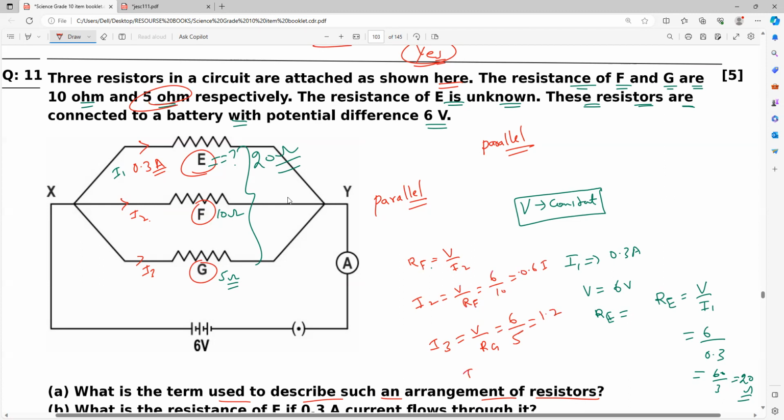So what is the total current? It is equal to I1 plus I2 plus I3. I1 is 0.3 plus 0.6 plus 1.2. What is the total current? Total current: 1.2, 1.8, 2.1. 2.1 ampere. Any doubt, anybody can ask me.